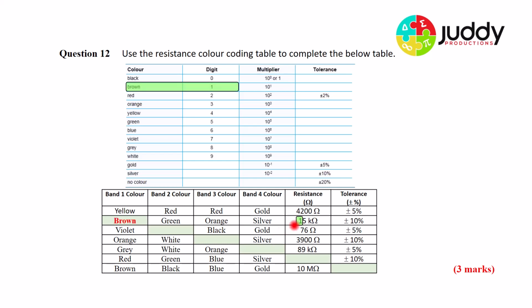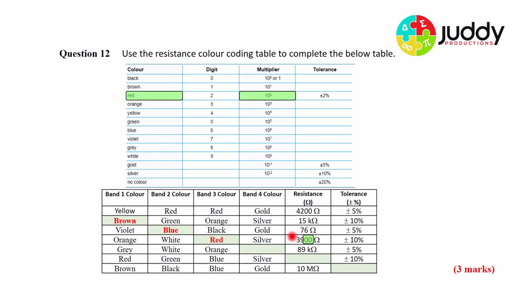Our first digit in our unknown row is a 1. Now a 1 for first digit is represented by brown, so we write in the word brown, correct. Our second example has a second digit of 6. A digit of 6 represents a color of blue, so we write in the word blue.